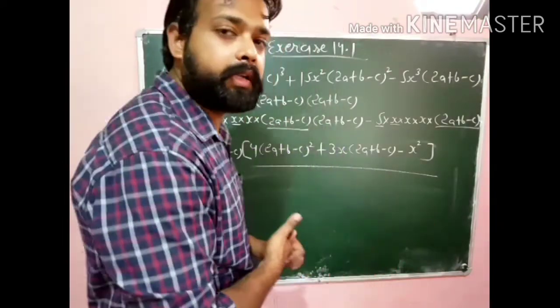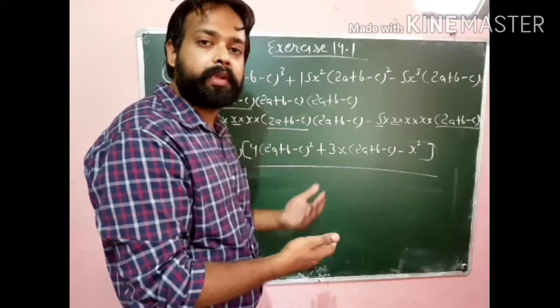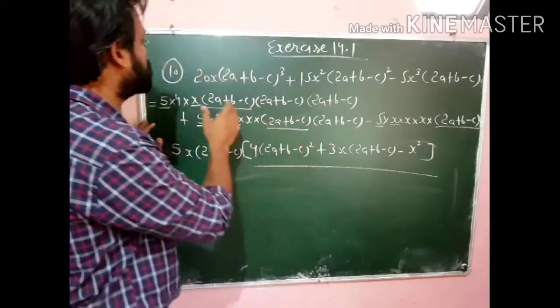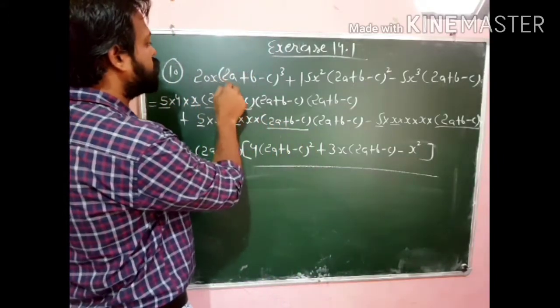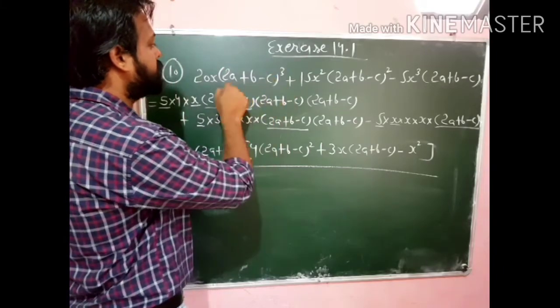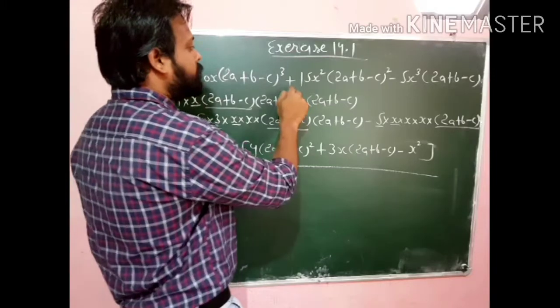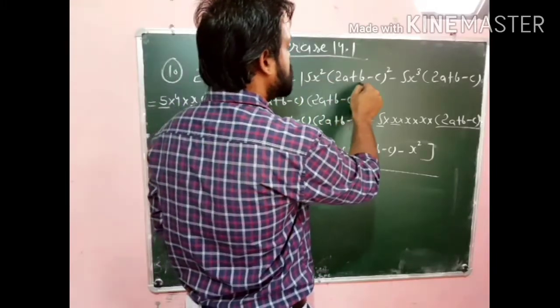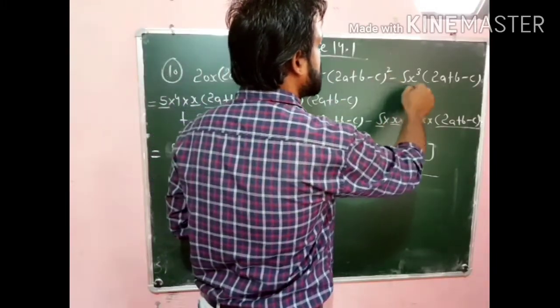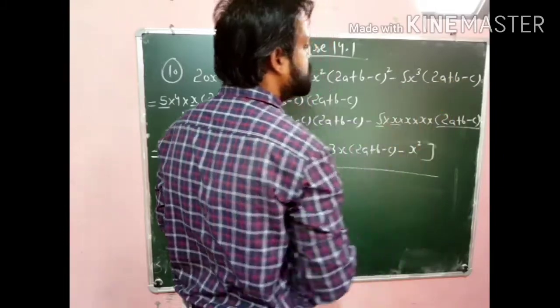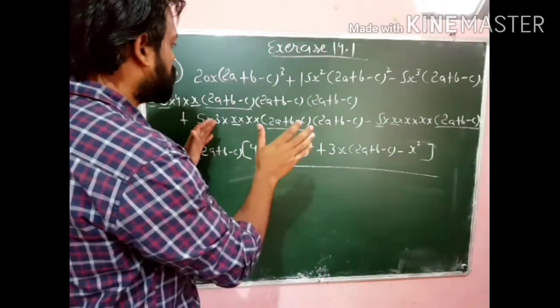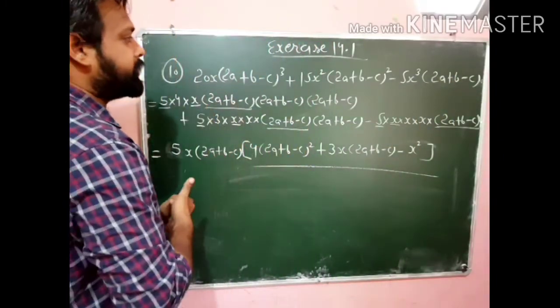See, its 10th part is also very similar to the previous cases. So you can see here, this is 20x into (2a + b - c) whole cube. In this case, in this bracket there is a power that is 3, then plus 15x square into (2a + b - c) whole square, minus 5x cube into (2a + b - c). So now we have to make the factors of the terms.